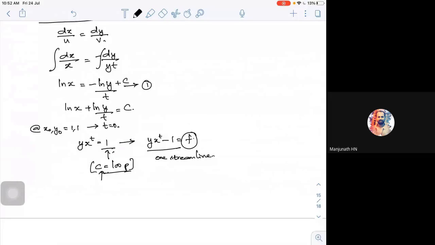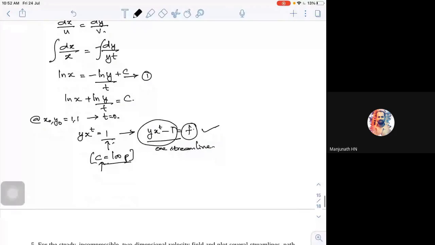So you solve the equation and get it in the form of a function, and when that particular function equals 0, that is the equation of your streamline, and we can plot it. Now, what about the path line, and what about the streak line? We'll do that. Suppose, for example, I take the same equation. What is your u?